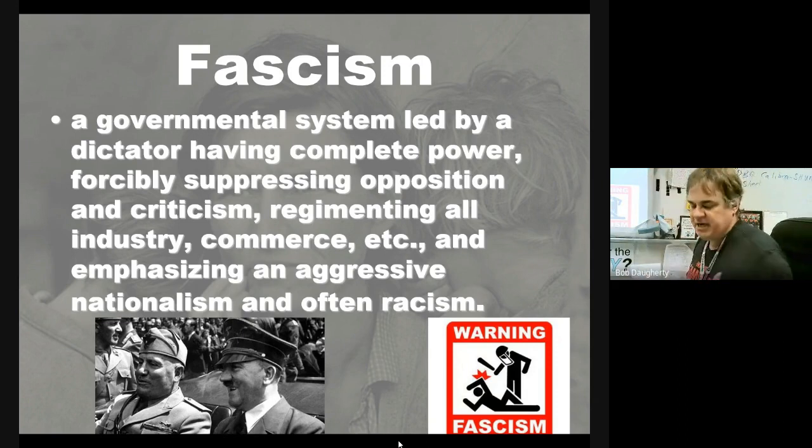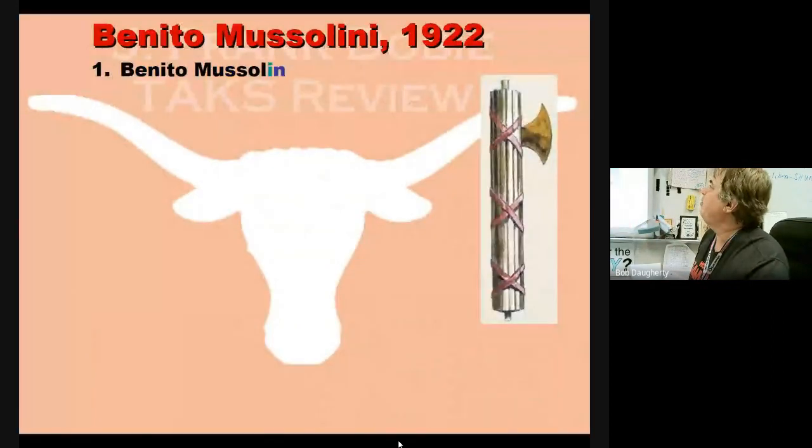They have complete control over you and me, trying to control even what we think. They completely suppress opposition, all criticism. They control the industry, for example. They control commerce. And of course, oftentimes that's followed by nationalism, wanting to increase their borders. And often, particularly with Hitler, it included racism against the Jewish people.